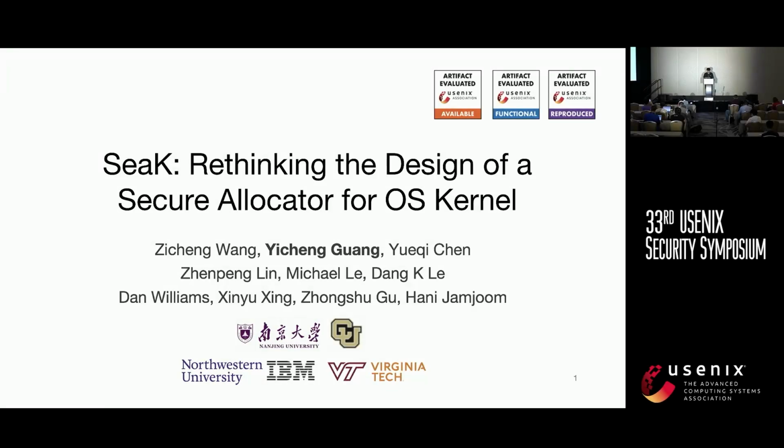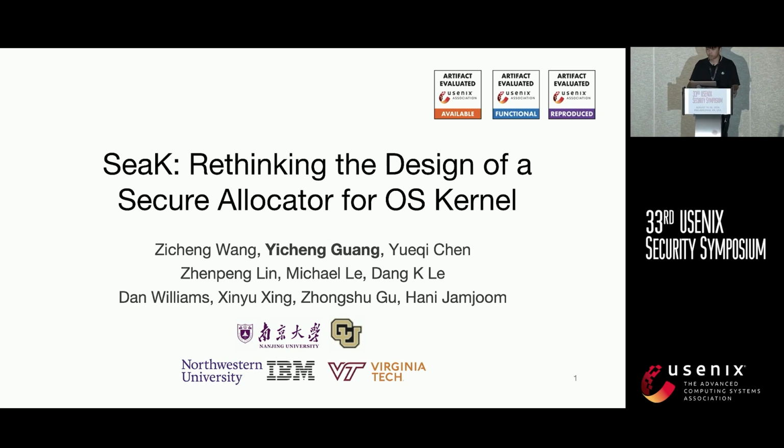Today I will introduce our paper SeaK: Rethinking the Design of a Secure Allocator for OS Kernel. Our work is a joint work by Nanjing University, Boulder, Northwestern University, IBM, and Virginia Tech. And we got all 3 badges from the USENIX AE committee.